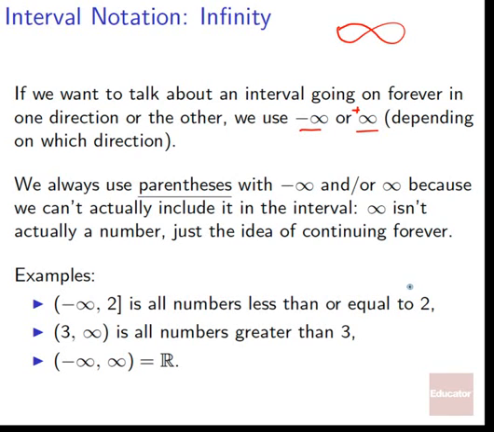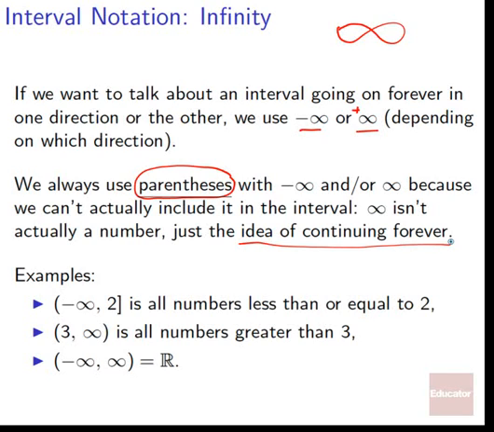Now keep in mind, you're always going to use parentheses with negative infinity or infinity. Why is it that we always use parentheses when we're talking about them in an interval? It's because we can't actually include infinity. Infinity isn't a number, right? Infinity is just the idea of continuing forever. So since infinity is an idea of just keep going, it's not an actual place, so we can't end on it. To have a square bracket implies that we end on it and it's there. The parenthesis, on the other hand, will just show the idea of keep going, sort of keep reaching towards it. You'll never actually reach it, but the interval will just keep going towards that notion of infinity.